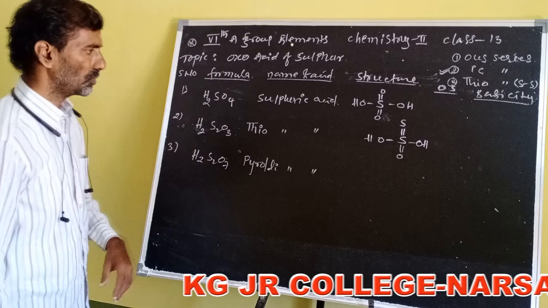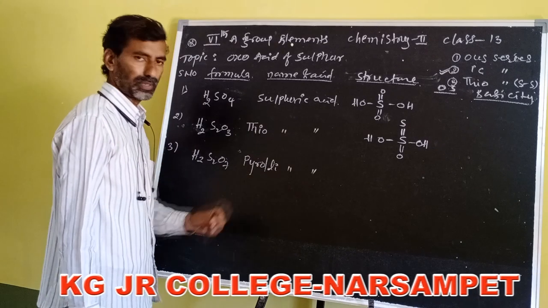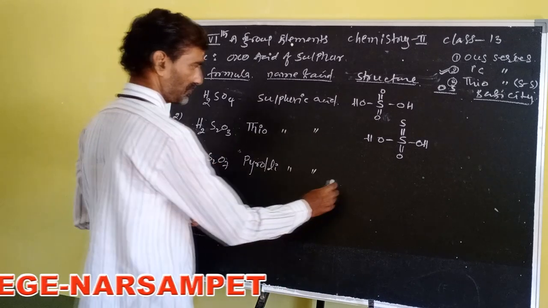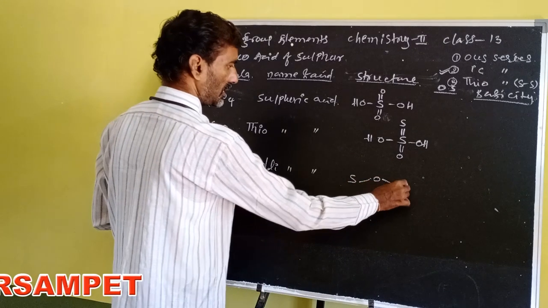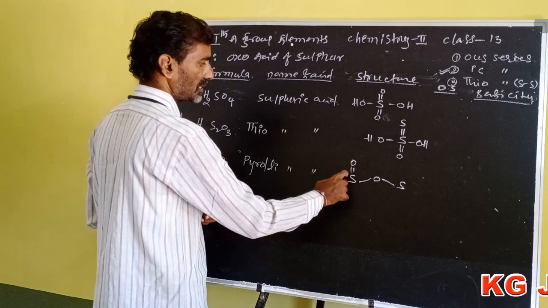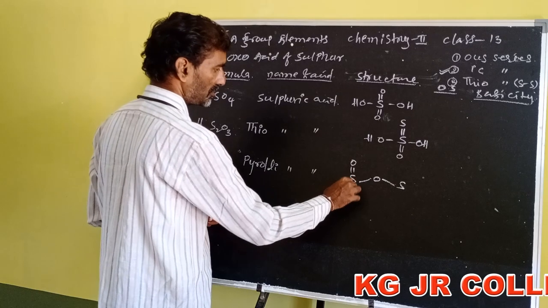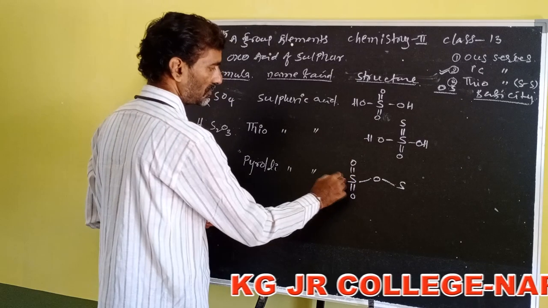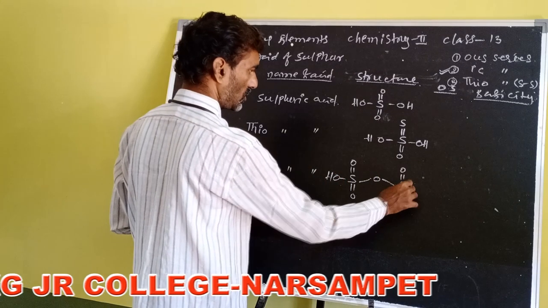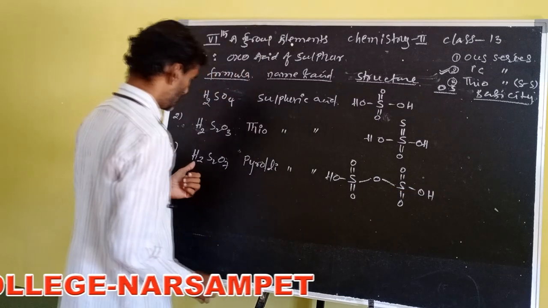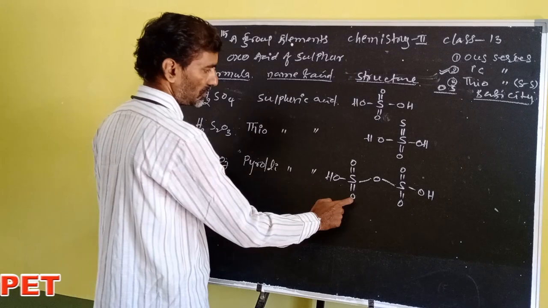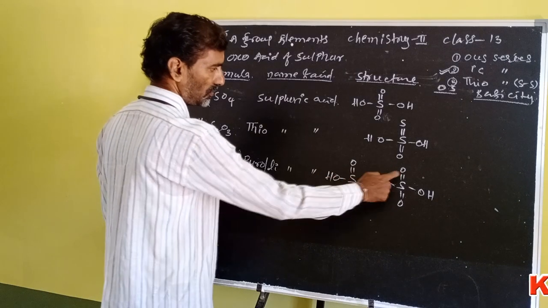Next, H2S2O7, pyro or disulfuric acid. Here, the oxygen is attached with two sulfur atoms. Then the remaining oxygens: double bond with sulfur, double bond O, and OH. Next, double bond O, OH. So two hydrogens, seven oxygens: 1, 2, 3, 4, 5, 6, 7.